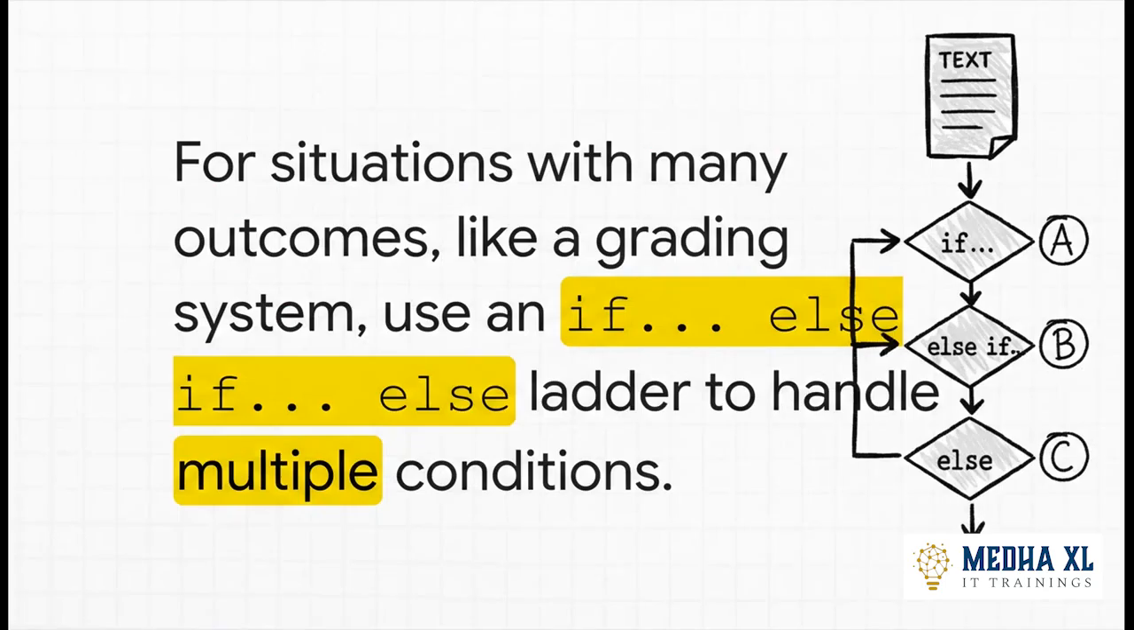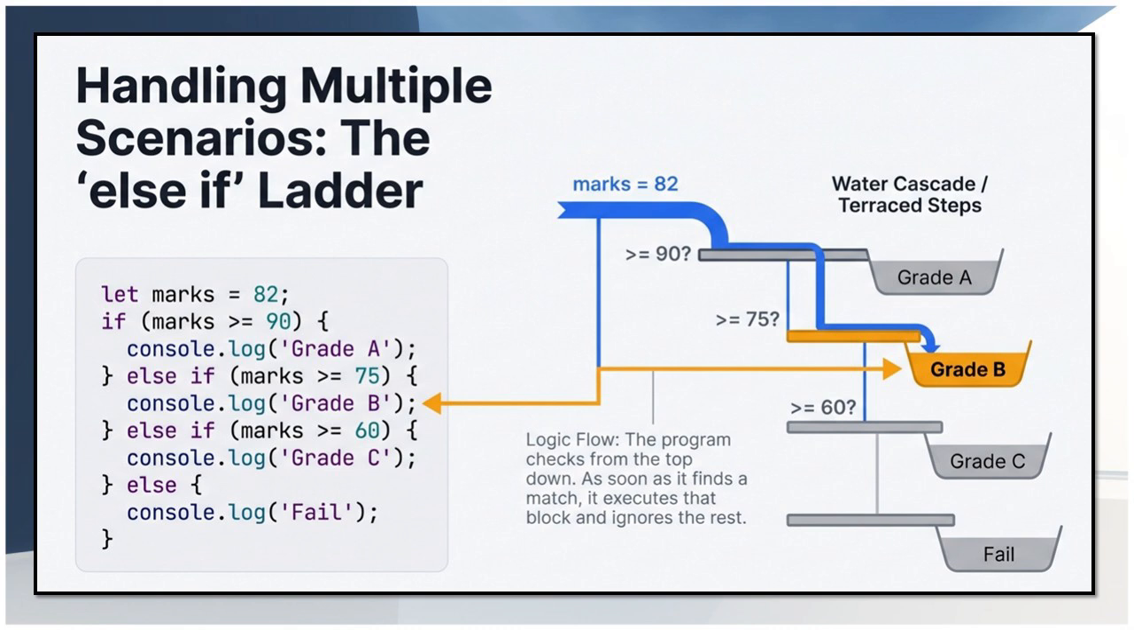So we've handled a simple pass or fail, but what about a real grading system? You know, A, B, C, D. When you have more than just two possible outcomes, you can chain these checks together using else if. Let's follow the computer's thinking here. The score is 82. First, it asks, is 82 greater than or equal to 90?